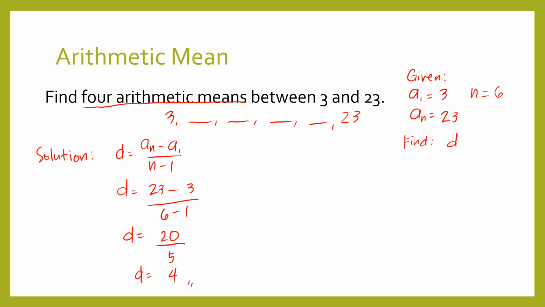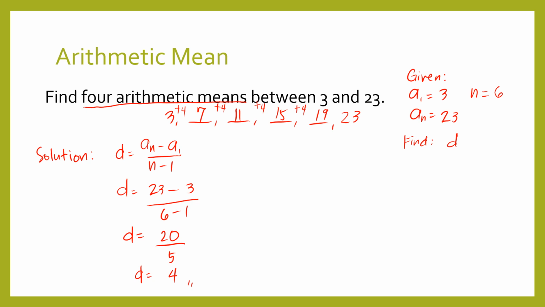So you have to add the common difference to the first term first. So 3 plus 4, which is 7, the first one. Then 7 plus 4, which is 11. 11 plus 4 is 15. 15 plus 4 is 19.